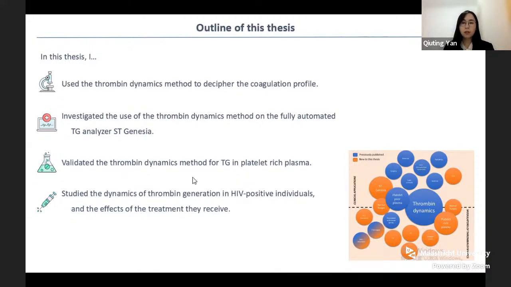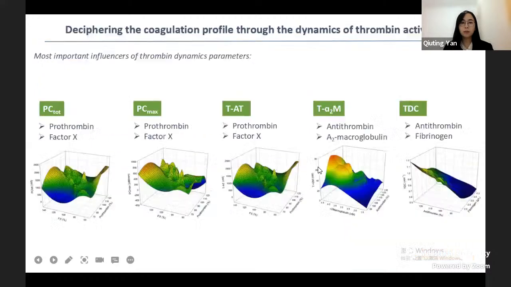So this thesis focuses on the application of thrombin dynamics in fundamental and clinical studies. In the past, thrombin dynamics have been studied in multiple clinical settings to study the balance between pro- and anticoagulant mechanisms. So it is of interest to study the contribution of specific coagulation factors to the parameters. We did a series of dose response experiments to study the effect of coagulation factor levels on the thrombin dynamics.